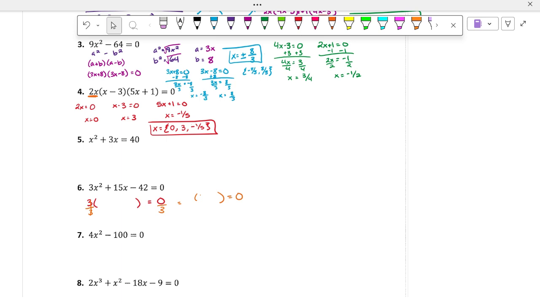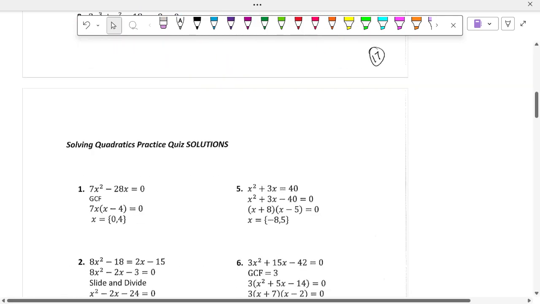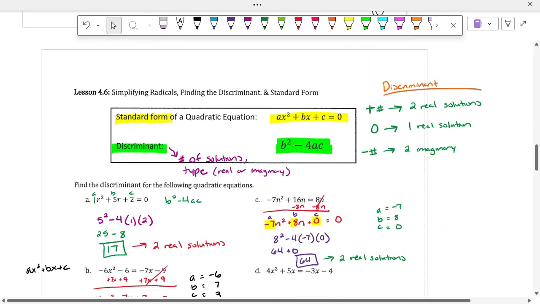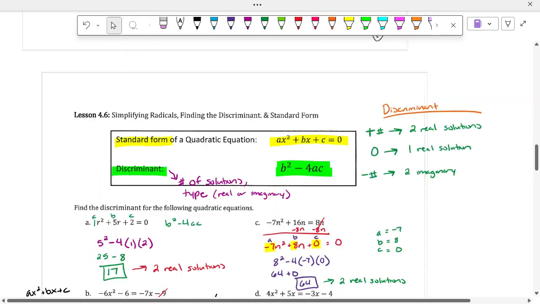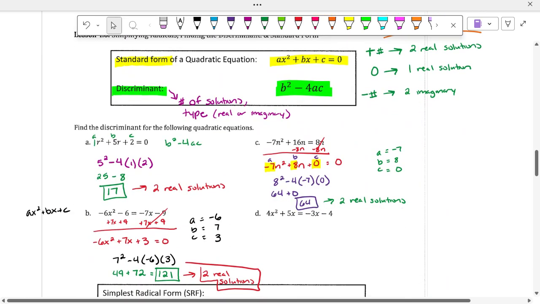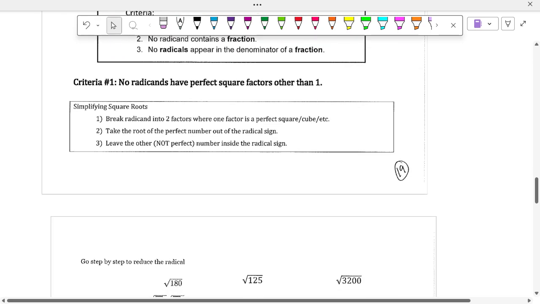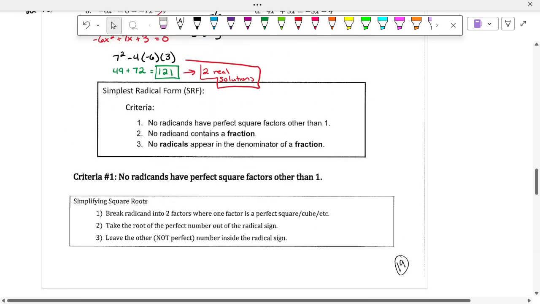All right. So I want to revisit a little bit of 4.6 from yesterday. So real quick, go ahead and turn back to page 19.